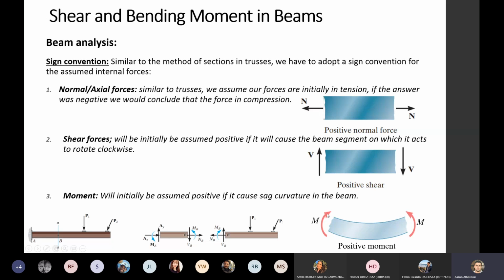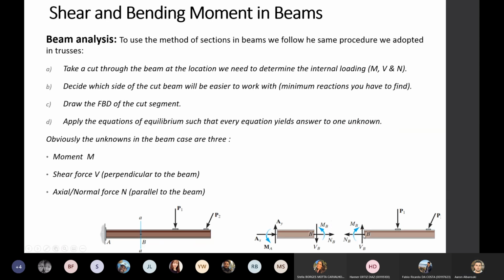always assume, if the moment is on this side of the beam and we're trying to bend this beam in a smiley face or a sag curvature, that will create a positive moment, our assumed positive moment. So let's go back here. If I take this cut and I need to add these internal forces, the positive moment here will cause this piece to bend in a sag curve or a smiley face.